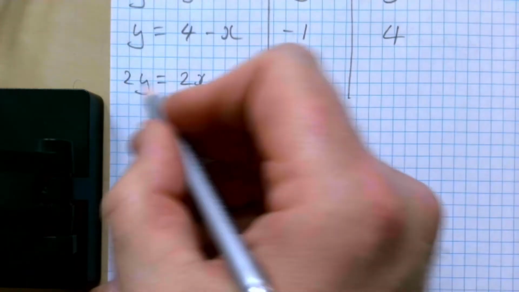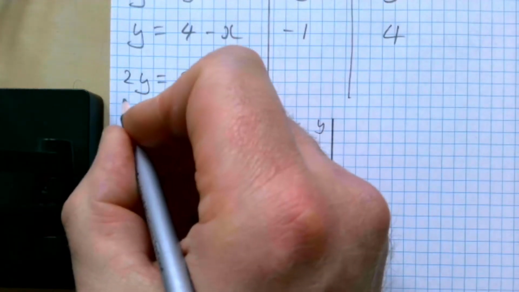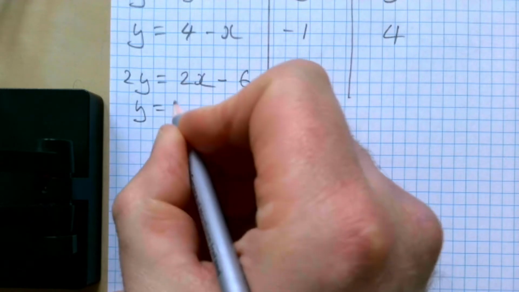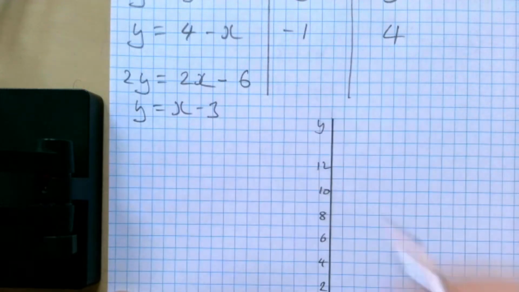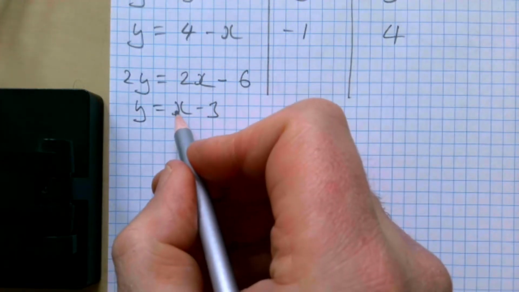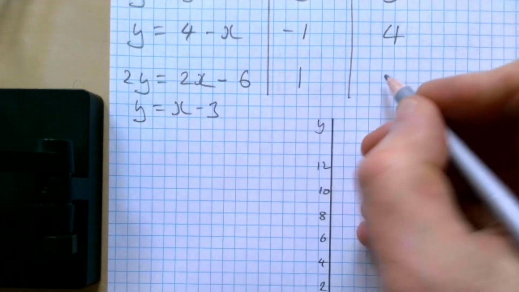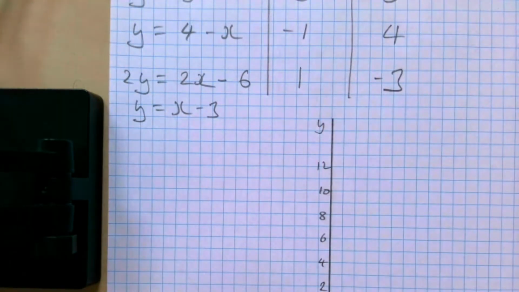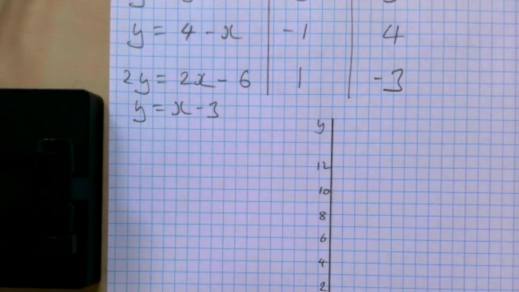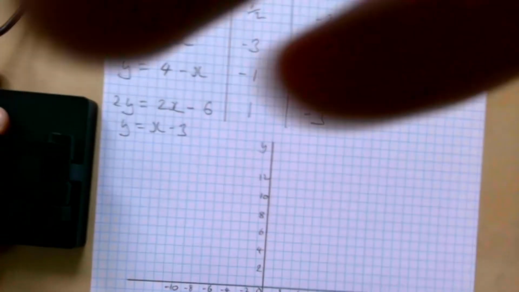It doesn't work if it's 2y, so we need to divide everything by 2, and that gives me y equals x minus 3. So it's not 0 here for my gradient. The number multiplied by x in this case is 1, and it crosses then at minus 3. If you have that information, you can plot the lines straight onto the axis. So let's see how we're going to go about doing this.